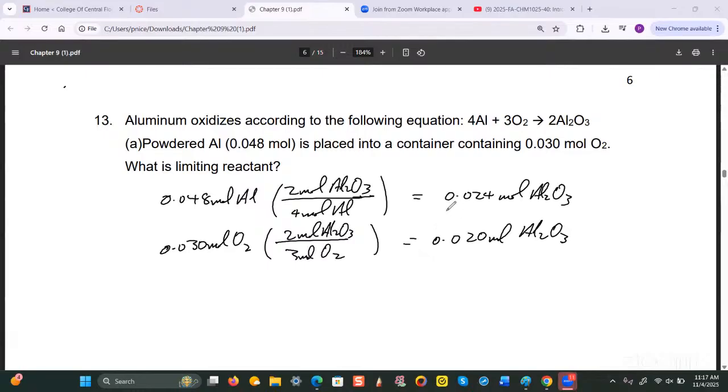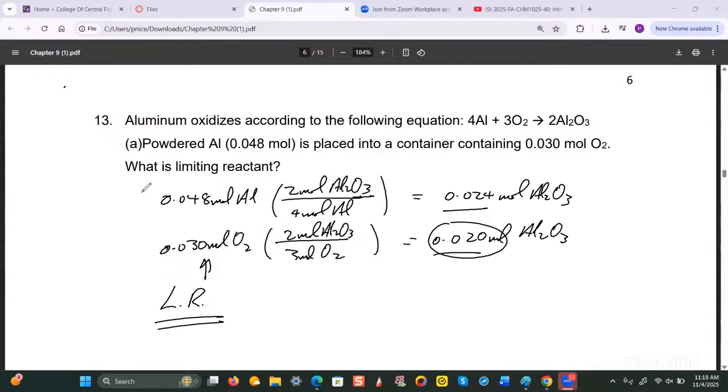Right, so we compare these two and we see that this one is lower in value. Therefore the oxygen would be the limiting reactant, because that produces on paper the lower amount of product you expect to get. All right? And that's it for number 30. Any questions about this?